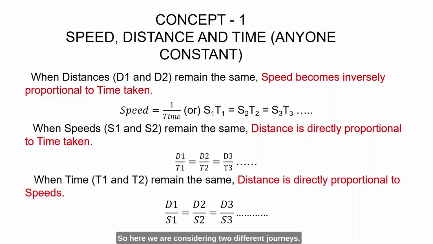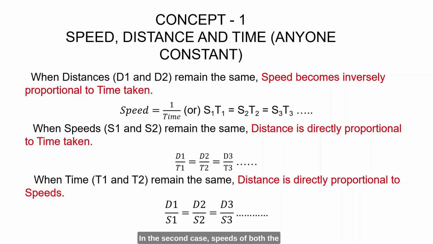So here we are considering two different journeys. We are told that the distance covered in both the journeys remains the same. Therefore, when the distance covered in both the journeys remains the same, the speed becomes inversely proportional to time taken. That is, speed is equal to 1 by time, and it can also be written as S1T1 is equal to S2T2 till SNTN. Therefore, there can be n journeys. When the distance covered remains the same for n journeys, then the speed of each journey is inversely proportional to the time taken during the journey.